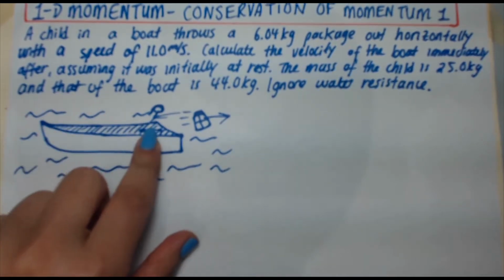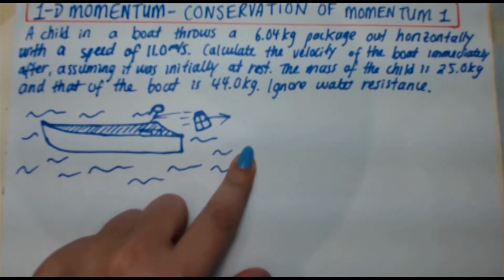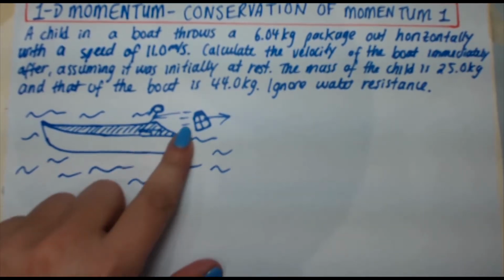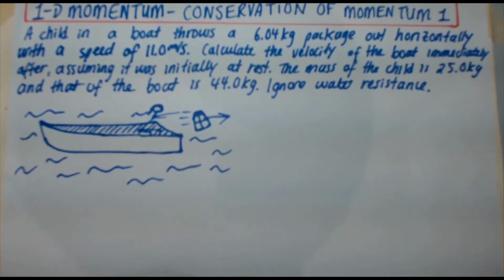Okay, so in this problem, we've been given a schematic of what's going on. You've got the boat, the child inside, the package being tossed out. Now, one of the key parts of this question is that initially they're both still. The package is in the boat with the child. None of them are moving.